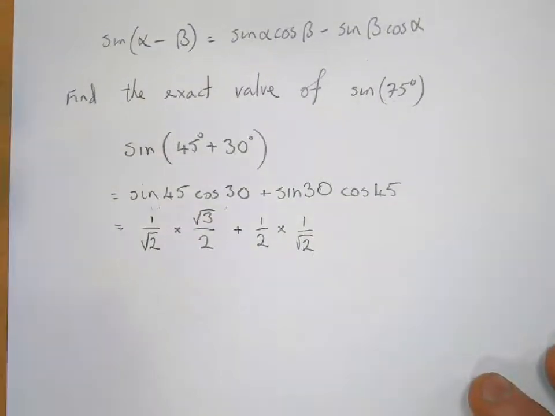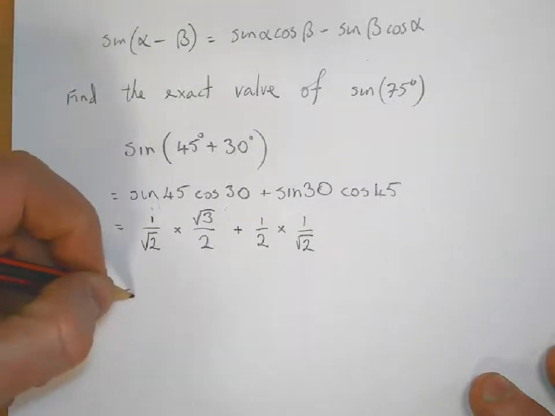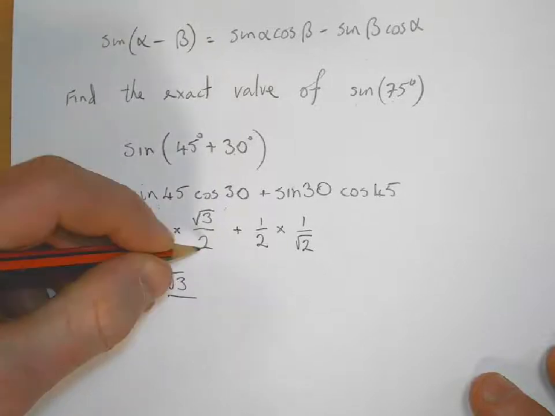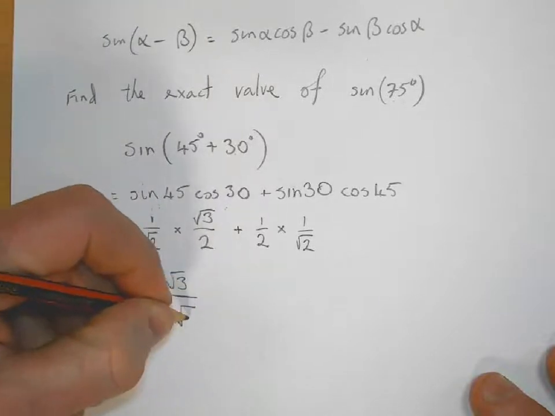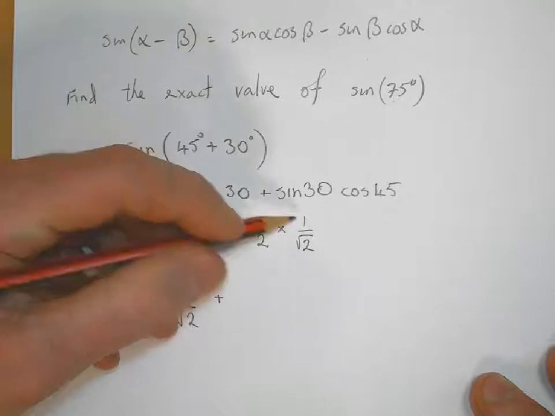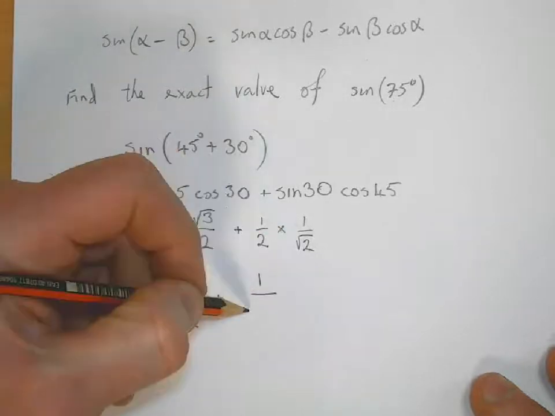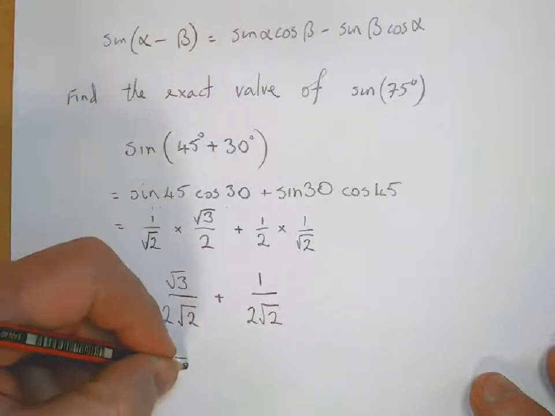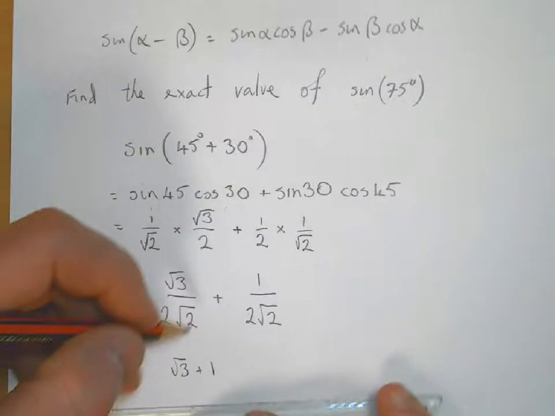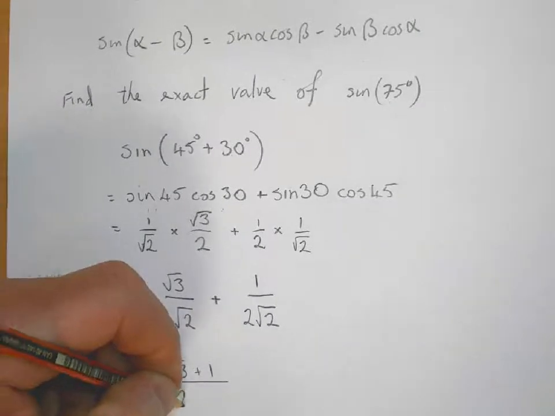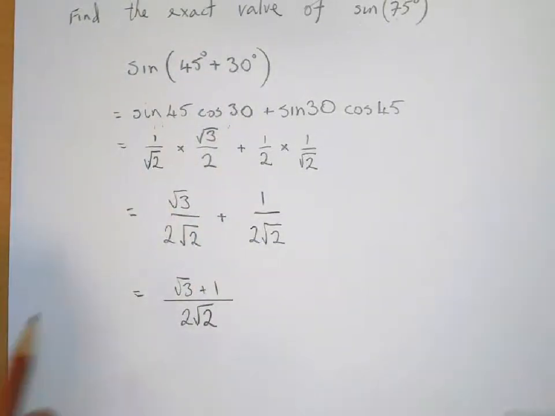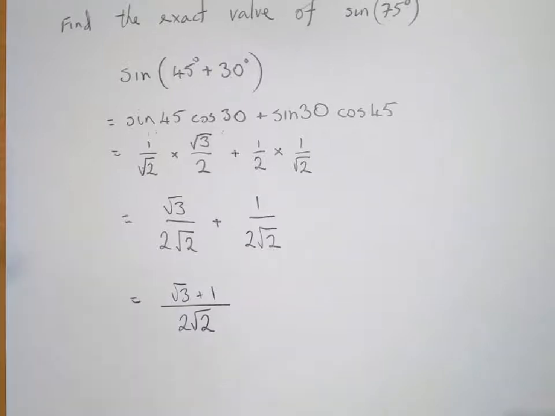So we can multiply these together, and we end up with 1 times root 3 is root 3, and that times that is 2 root 2. And we're going to add on 1 times 1 is 1 over that times that is 2 root 2. And if we add those two together, we end up with root 3 plus 1 over 2 root 2. And that is the exact value for the sine of 75.